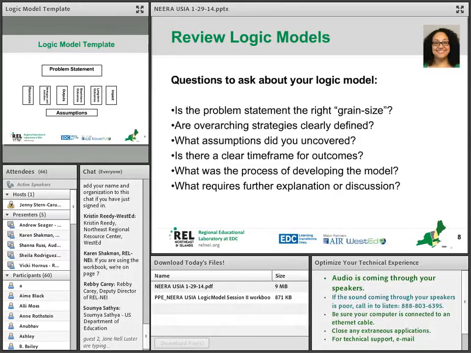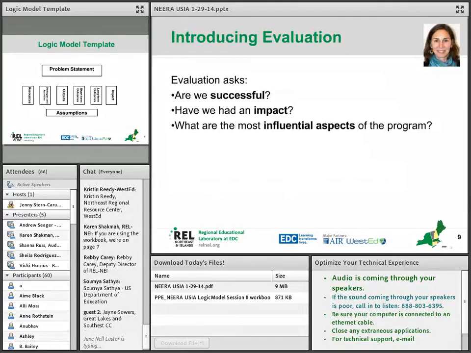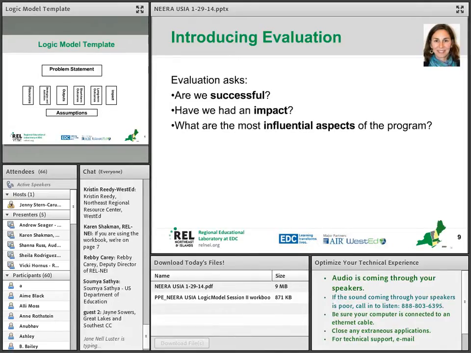Now I'm going to hand it over to Karen, who is going to be introducing evaluations. Thank you, Shayla. Now that we've given you a little bit of background on logic models, and I know that many of you have indicated that you're familiar with logic models already, I just want to point out that the logic model template we have up in the left corner is really a very simple one, and that logic models vary in how they look.